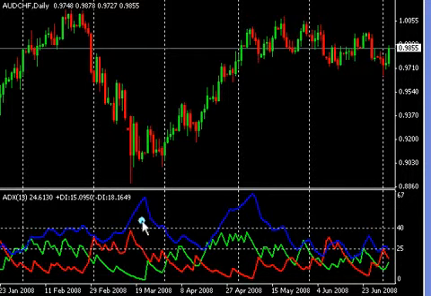Then we've got 2 other lines on this chart. We have the green line, which is the positive directional indicator, and the red line, which is the negative directional indicator. They will actually call these plus DI and minus DI. So basically you get to see on one chart the bulls and the bears fighting it out, right? And then we can correlate this to price action as well.